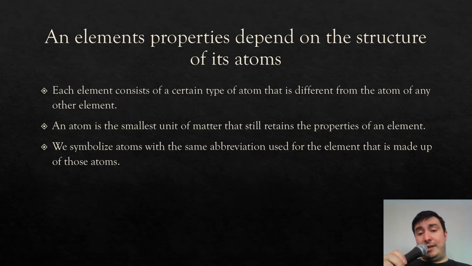An element's properties depend on the structure of its atoms. So when we look at matter, we look at the elements that make up the matter, and each element consists of a certain type of atom that is different from the atom of any other element. So atoms are the smallest unit of matter that still retain the properties of an element. We symbolize atoms with the same abbreviation used for the element that is made up of those atoms.